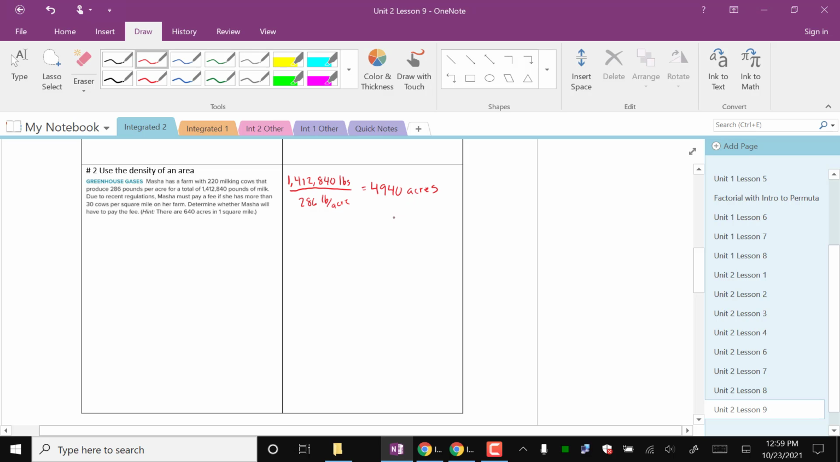So that's our first part. Our next part is we want to convert to square miles. So we're going to use a little bit of conversion. So we're going to convert 4,940 acres to square miles. So we need to know how many acres are in a square mile, and 1 square mile is equal to 640 acres. This is given to us in the problem.